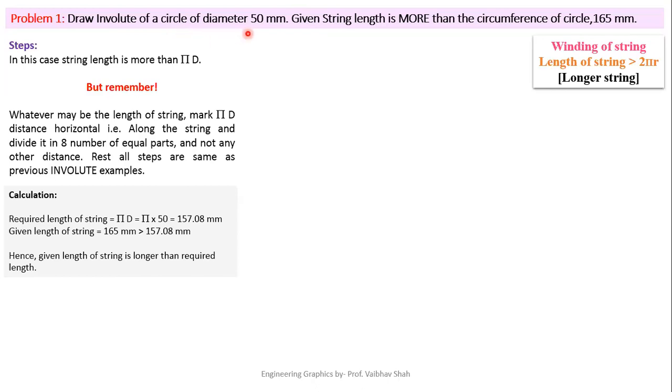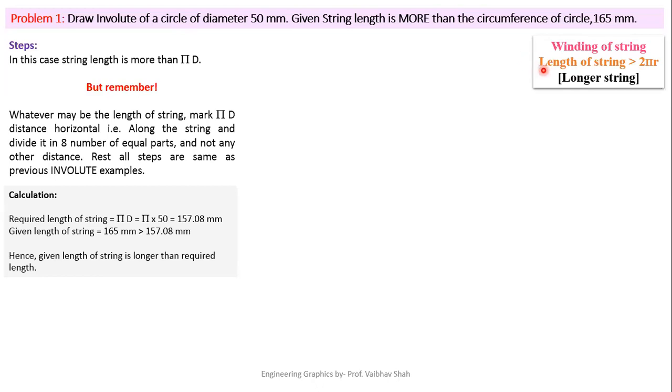Here the diameter of circle is 50 mm over which we have to draw our involute, and in this example, the novelty is the string length is already given, which is 165 mm. And they are saying that this string length is more than the circumference of the circle. So let us first assume some parameters. So here we are also taking winding of the string. That means we'll be winding the string over the circle.